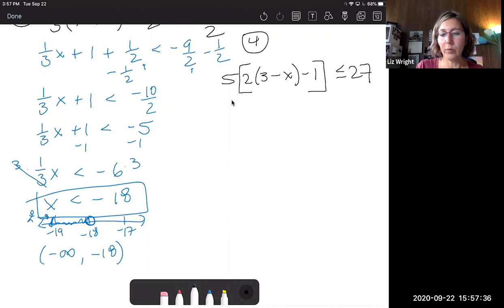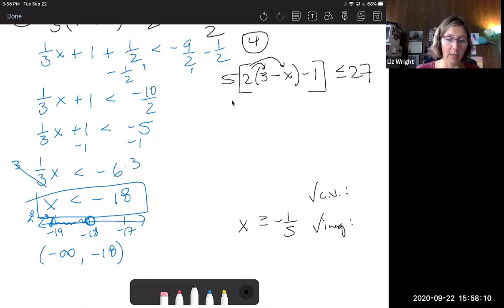With this one, with nesting parentheses, you need to go ahead and distribute this first. Then you can combine your like terms, and then you're going to distribute that 5 into your next mathematical expression inside the bracket after you simplify it. Your answer at the end should be x is greater than or equal to negative 1/5, but I do want you to check it, and you should have 2 checks. You should have the check for the critical value, and you should have the check for the inequality. So you should have both those in there for that one.